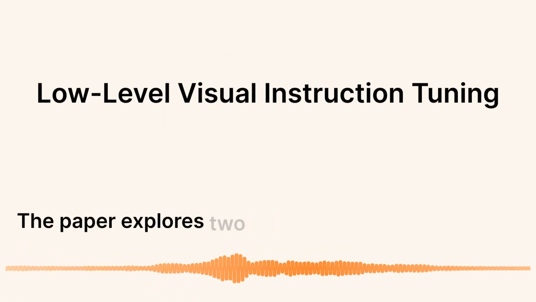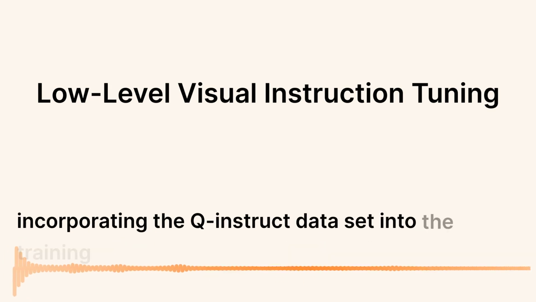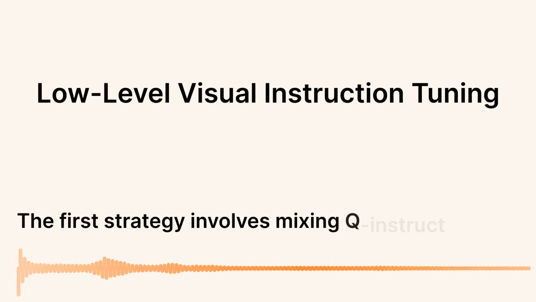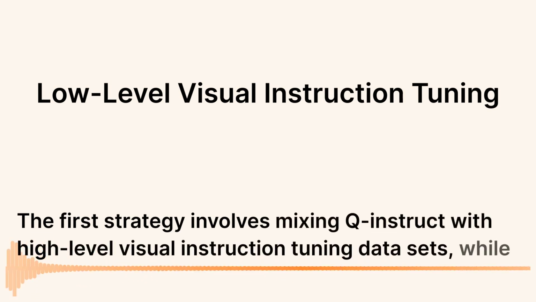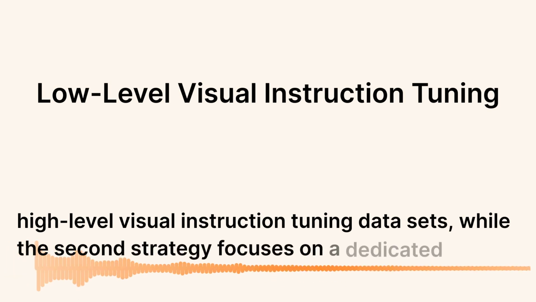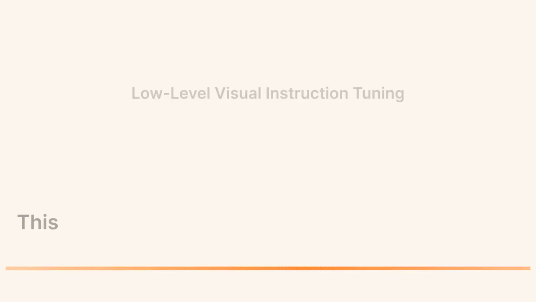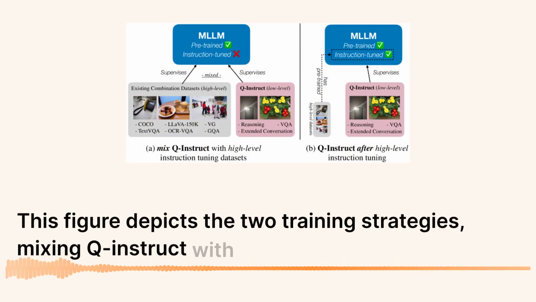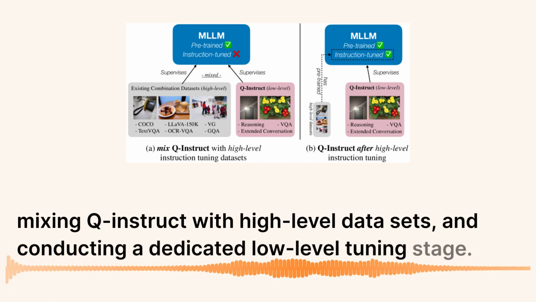The paper explores two training strategies for incorporating the Q-Instruct dataset into the training of MLLMs. The first strategy involves mixing Q-Instruct with high-level visual instruction tuning datasets, while the second strategy focuses on a dedicated low-level tuning stage using only Q-Instruct. This figure depicts the two training strategies: mixing Q-Instruct with high-level datasets and conducting a dedicated low-level tuning stage.